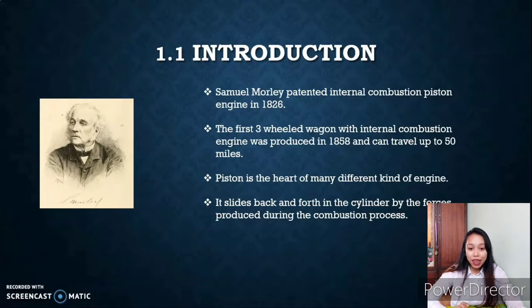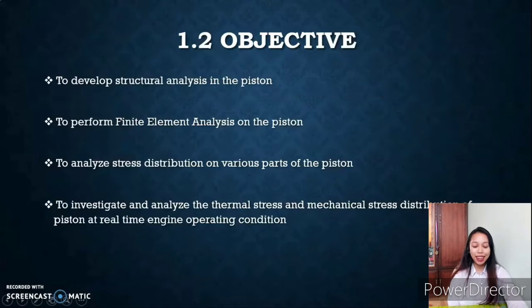The piston consists of many different parts, such as the piston crown, piston head, and many more. The piston head, which is located at the top, is subjected to severe heat and force during normal engine operation. There are four objectives of this project. The first one is to develop structural analysis of the piston. The second one is to perform finite element analysis on the piston. The third one is to analyze stress distribution in various parts of the piston. And lastly, to investigate and analyze thermal stress and mechanical stress distribution of the piston at real engine operating conditions.